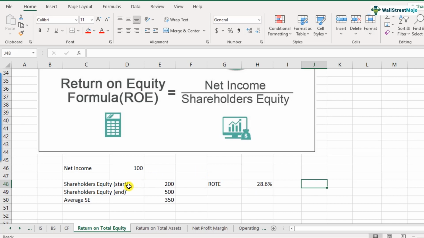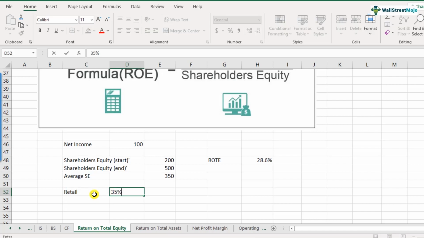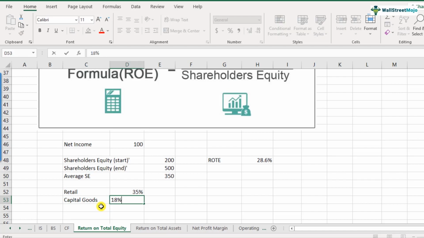Just to give you a perspective of some return on equity numbers from other industries, take retail, for example. Retail has a return on equity of around 35%, so it's pretty high for the retail sector. Those companies generating, let's say, 28% and operating in the retail sector are actually below their peers. But if we talk about capital goods, they generate around 18% return on equity. That's the ballpark number, 18 to 20%.